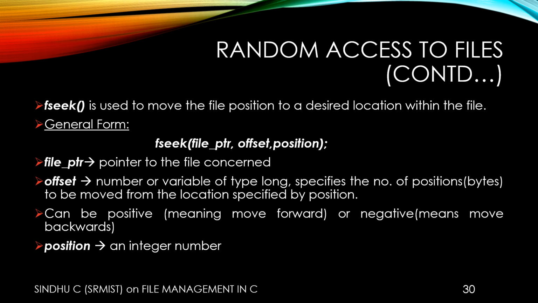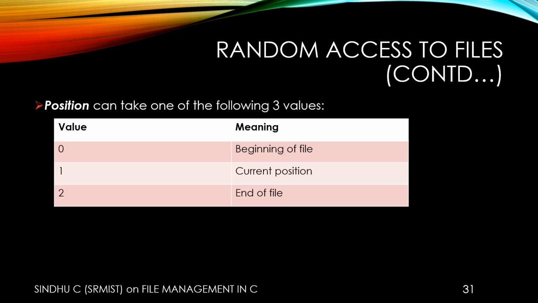Now this offset can be positive, which means move forward, or negative, which means move backward. Here position is an integer number. This position can take one of three values: 0 means beginning of the file, 1 is current position, and 2 is end of the file.